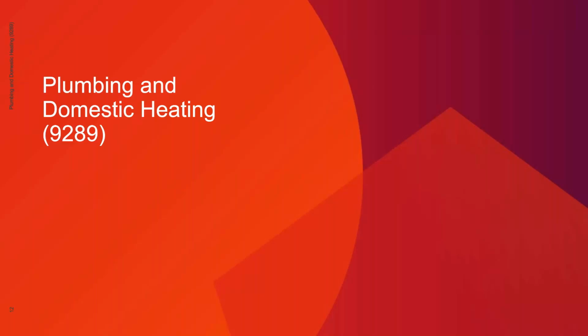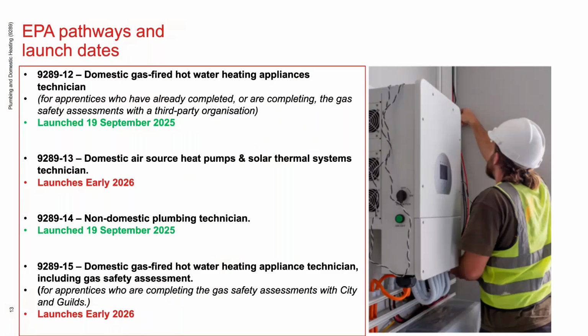Plumbing domestic heating. So the EPA pathways and launch dates. So today we'll be looking at the 9289-12, which is the domestic gas-fired hot water and heating appliance technician. This is for apprentices who have already completed or are completing the gas safety assessments with a third-party organisation. That launched on the 19th of September this year.